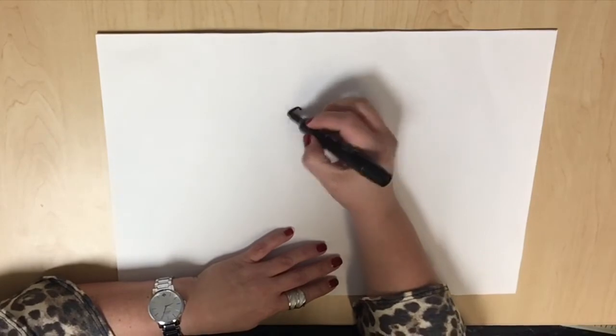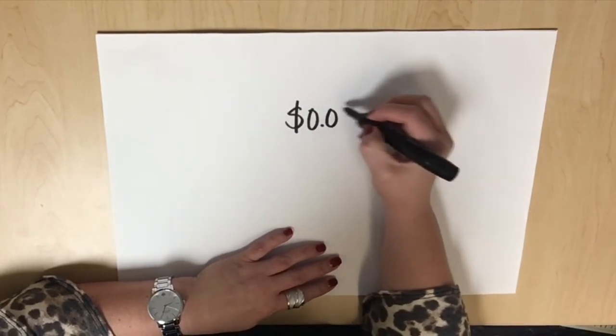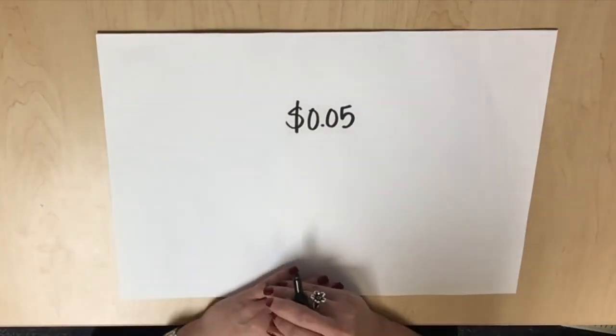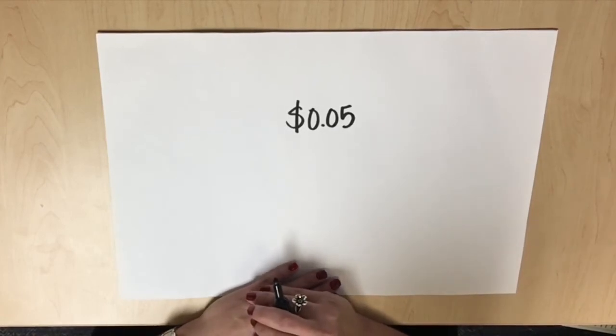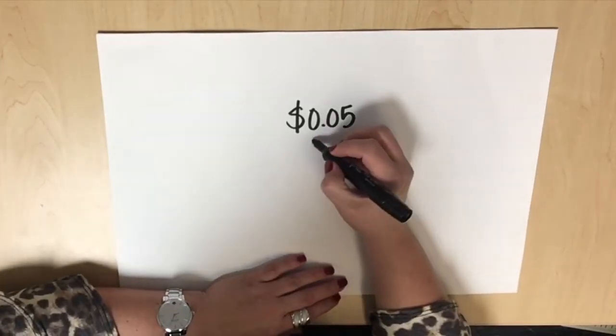Introduce the dollar sign and the decimal point. Explain that the dollar sign is always written to the left of the value of the collection. The dollar sign tells the value of the dollars and the decimal point tells the value of the cents. Remember, the dollar sign is not used with the cent symbol. Let's represent the value of a nickel using the dollar sign and the decimal point. Now let's represent the value of a nickel using the cent symbol.